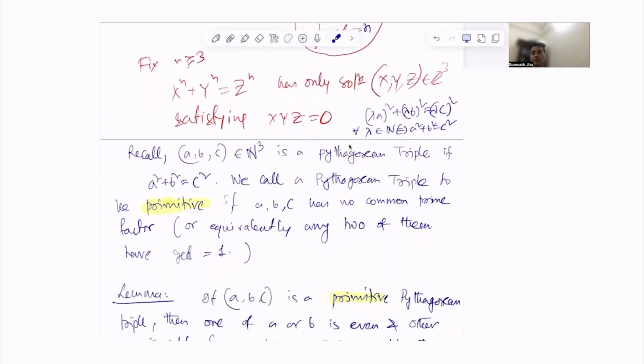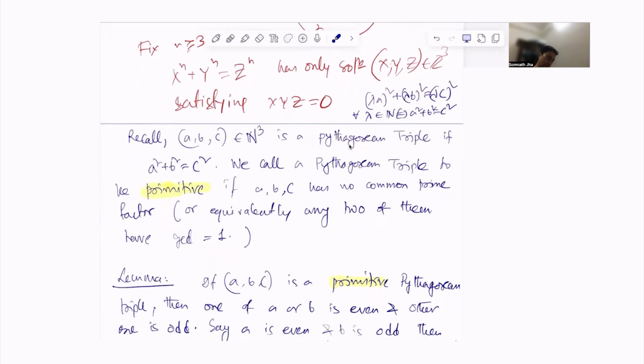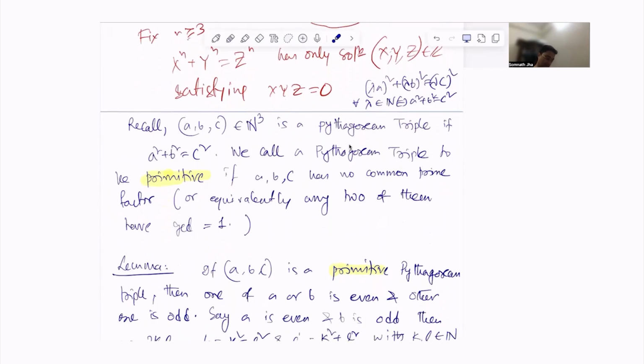So what are all the primitive Pythagorean triples? That is the question. If A, B, C is a primitive Pythagorean triple, then one of A and B must be even and the other one must be odd. Because if both are even, then 2 divides A and 2 divides B, and then 2 divides C also. C also becomes even, so then their GCD is not 1.